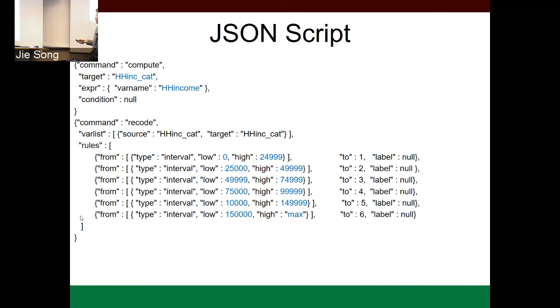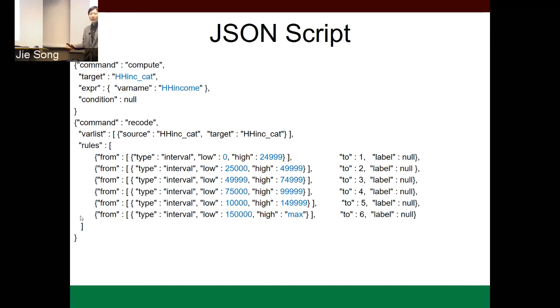There's no condition for this compute. And the command will call recode. So first we'll create a variable called this. And then we have a recode transformation. This transformation will take the source variable and the target variable and recode based on these rules.